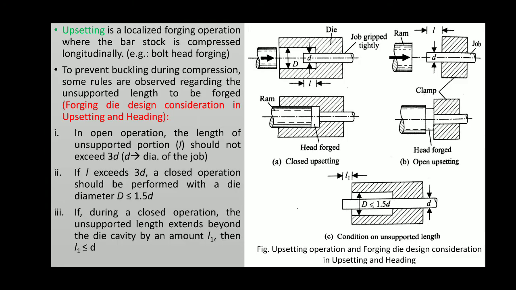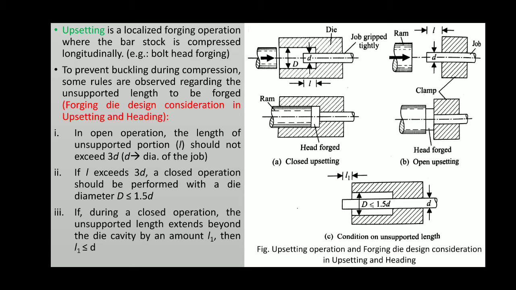Now in this particular case we are going to discuss some forging die design considerations for making heads, generally bolt heads. As we already know, upsetting is a localized forging operation where basically the stock bar is compressed longitudinally.